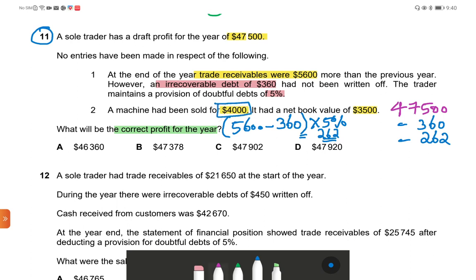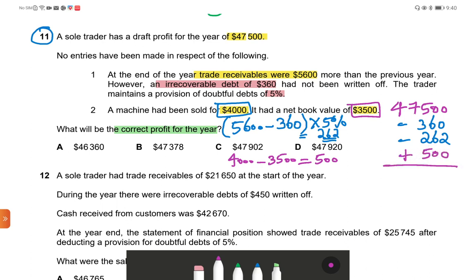Next, a machine had been sold for 4,000. Actual net book value 3,500 only. So 4,000 minus 3,500, 500 is the profit on sales. We will enter it on the income side. It will increase the profit. So we have to add 500 to the profit.